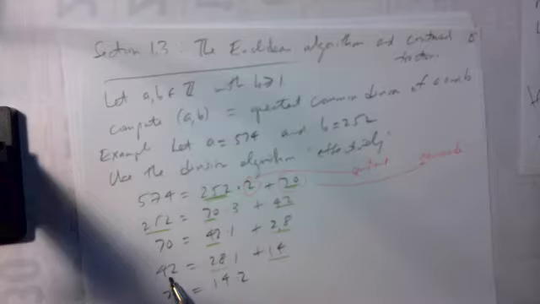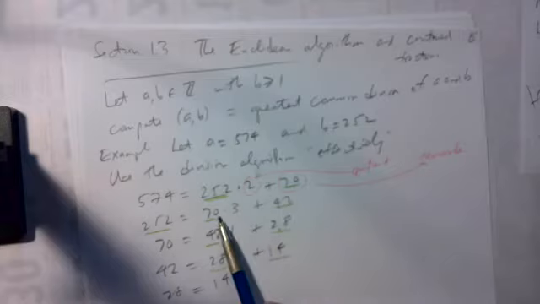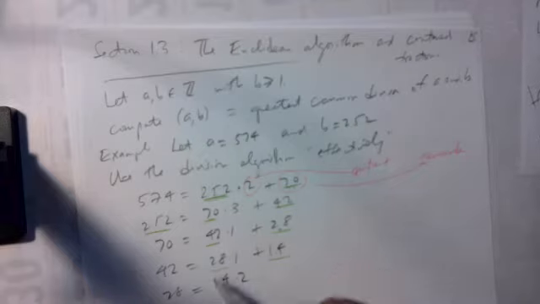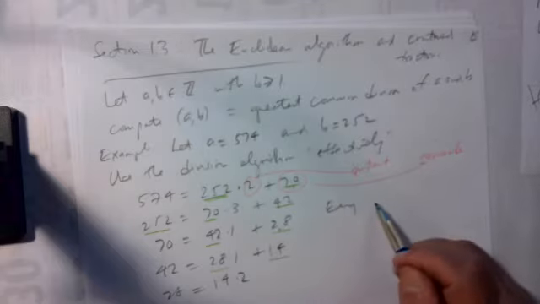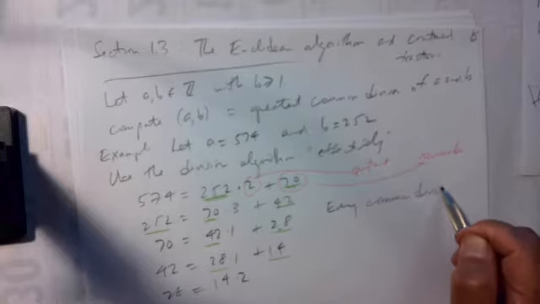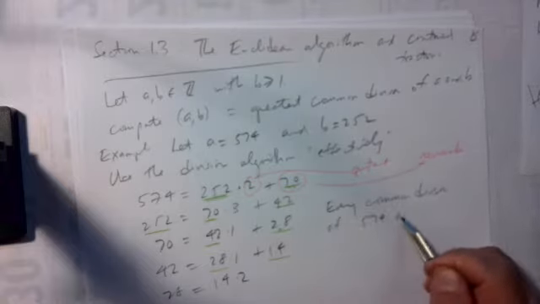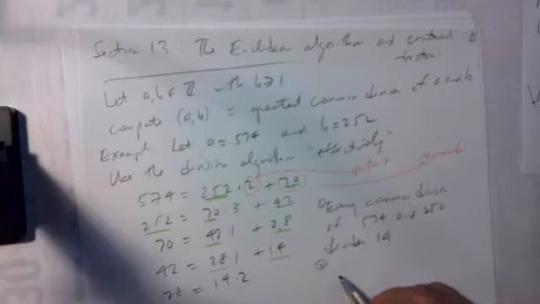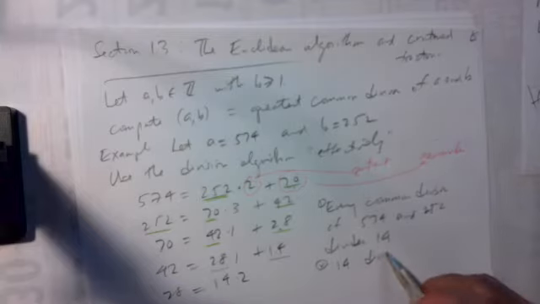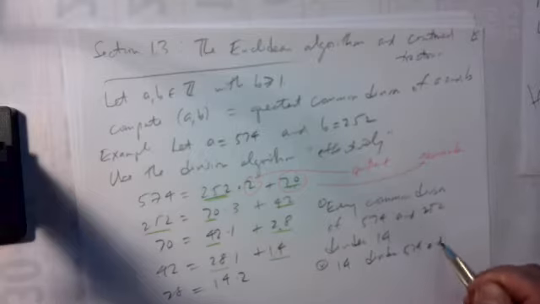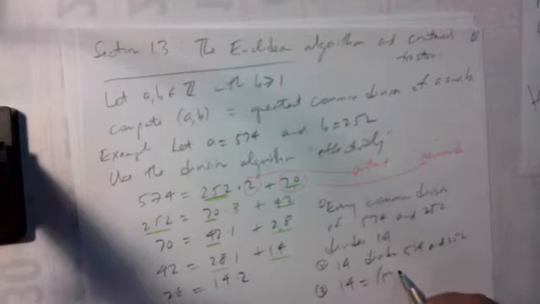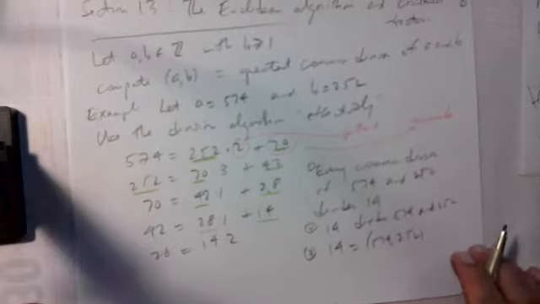On the other hand, 14 divides 28. If it divides 14 and 28, it divides 42. If it divides 28 and 42, it divides 70. If it divides 42 and 70, it divides 252. If it divides 70 and 252, it divides 574. So if you look at this sequence of equations, first, every common divisor of 574 and 252 divides 14. Second, 14 divides 574 and 252. Therefore, 14 is the greatest common divisor of 574 and 252.